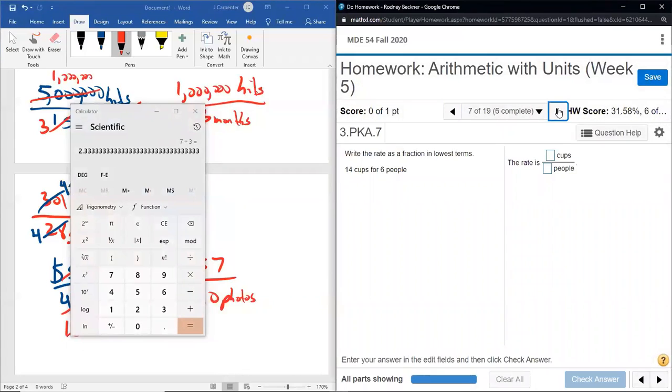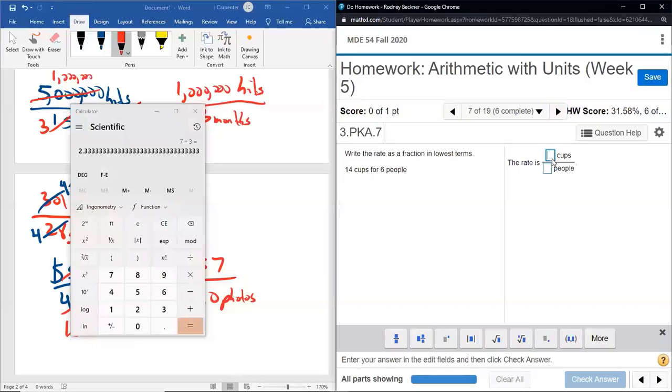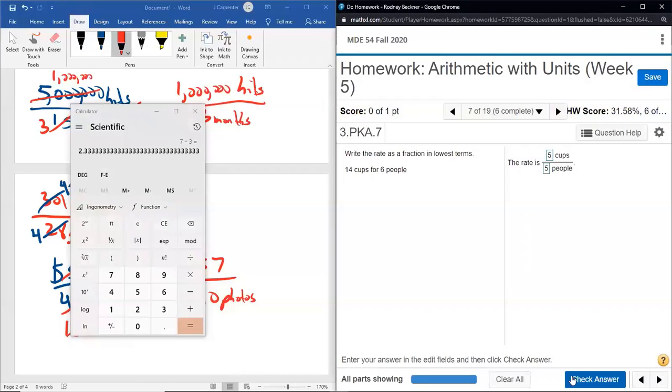When I set this up, these were not the same numbers, but I think I've told you before, the numbers are randomly generated. So let me just get this one wrong, so we can at least get some different numbers. Don't you dare give me 14 and 6 again. Similar question. There we go.